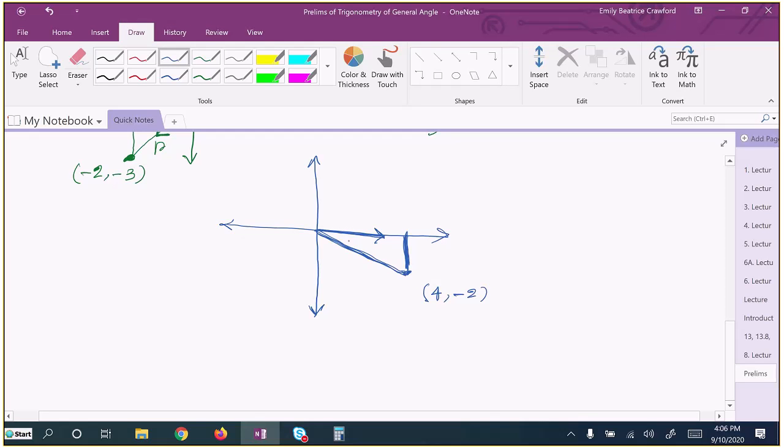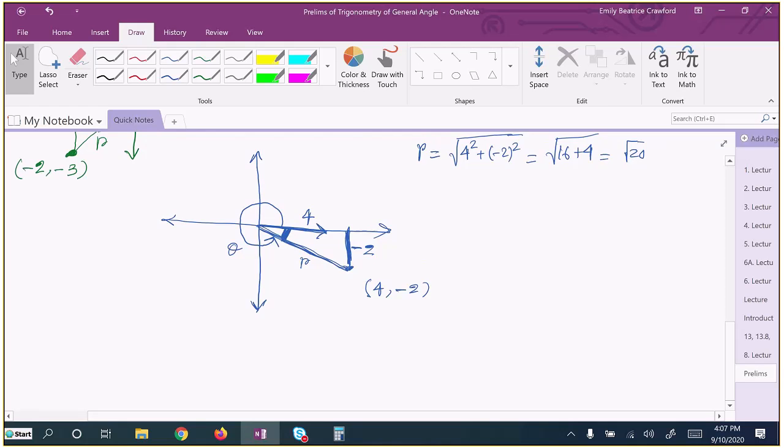So the angle in question is this angle, and that is your theta for which you are trying to find out the trigonometric ratio, and this is the reference angle. So the base is of length 4 units, height is of length negative 2 units. We're going to find the hypotenuse. So hypotenuse is going to be square root of 4 square plus negative 2 square, which is square root of 16 plus 4, and that is square root of 20 units.